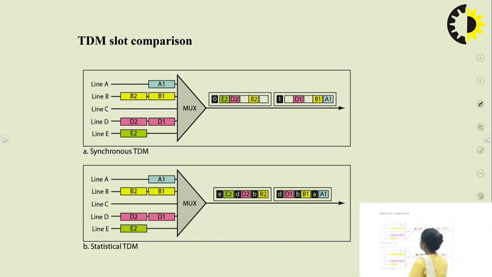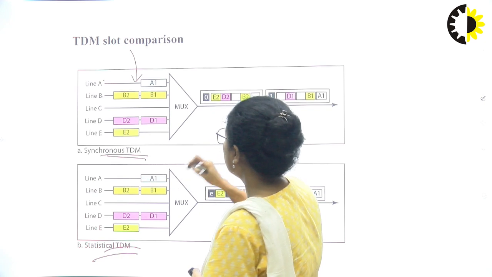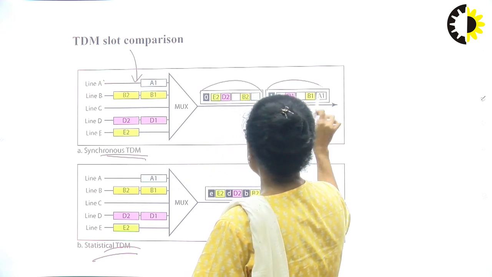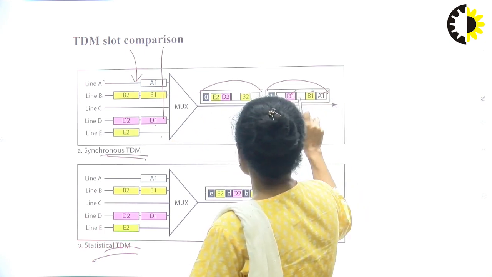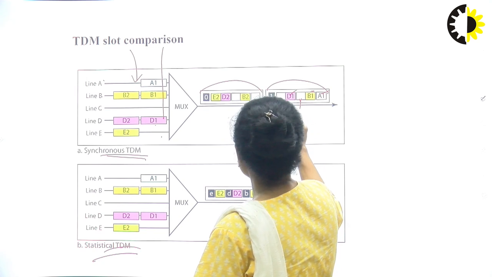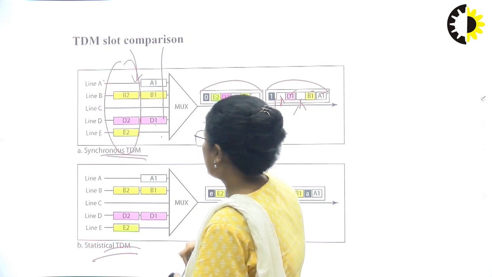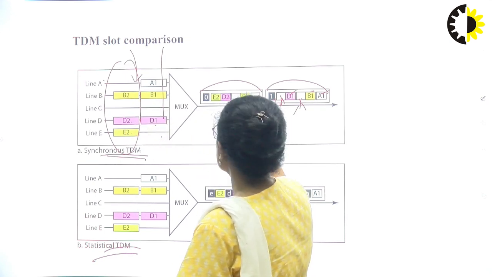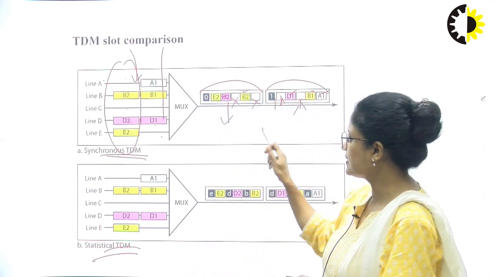Now, if you look at this figure, this is the case of time division multiplexing using synchronous. This is using synchronous and this is using statistical. See, if you look at the synchronous one, here we have 1, 2, 3, 4, 5 devices, so each frame has 5 slots. Now, if you look at the first frame, A1, B1, and D1 are available, but for C and E, they are not there. So this is going to waste. Similarly, if you look at the second frame, B2, E2, and D2 are there, but slots for A and C are missing. So this is something which is going to waste.